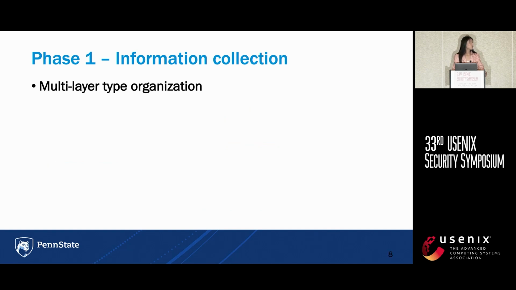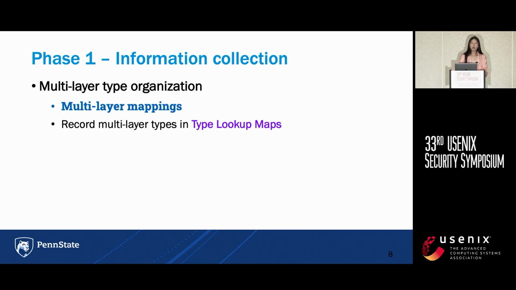For large programs, we know there are numerous multiple types in it. To better organize them, we propose multiple mapping, which is used to record multiple types in a data structure called type lookup map. This data structure contains multiple maps and the mappings between these maps. Due to time limitation, I will not go into details about this data structure. If you are interested in it, you can find more details in our paper.